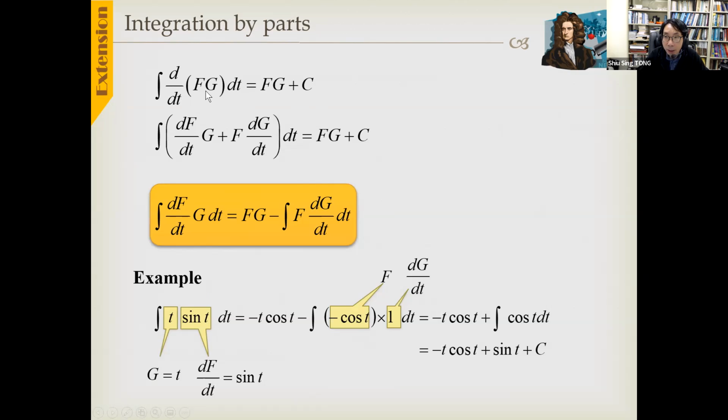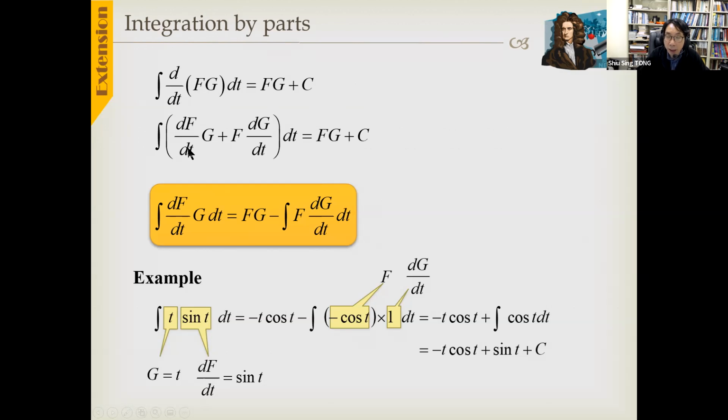The integration by parts actually makes use of the product rule of differentiation. Now, if I have the product of two functions, f and g, I take the derivative of it and I integrate it. The integration cancels the differentiation, and I go back to the product itself. So I have fg plus c, right? But I can also use the product rule to expand the derivative in the integrand.